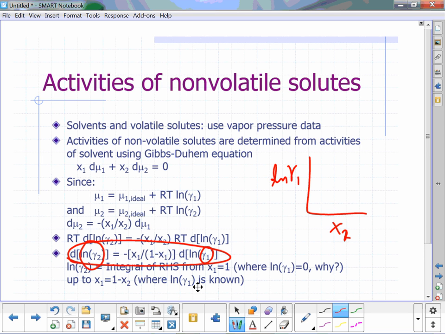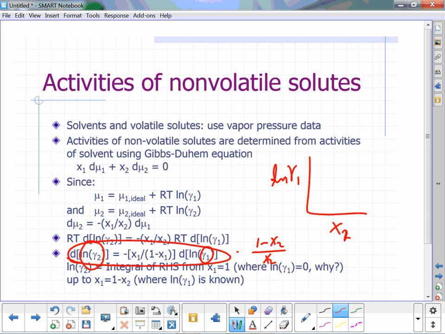Or you can rewrite this. I think in the original video, I might have this as x2 over 1 minus x2 over x2. So you can also rewrite this as, instead of x1, you can write 1 minus x2, since x1 plus x2 add up to 1. Over, instead of 1 minus x1, you have x2 there.